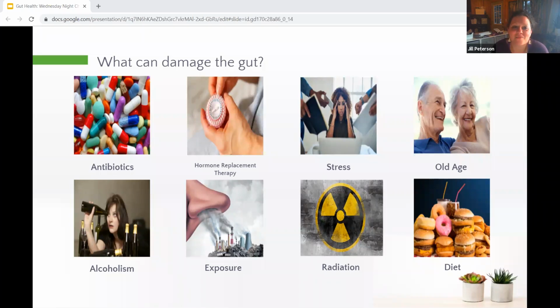Radiation, okay? My nephew is sick right now. I know he's going through radiation. It makes me sick to know that he's doing that, and that is what is going to save him, right?